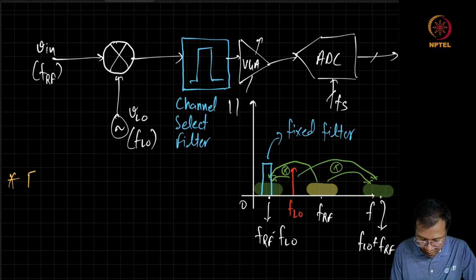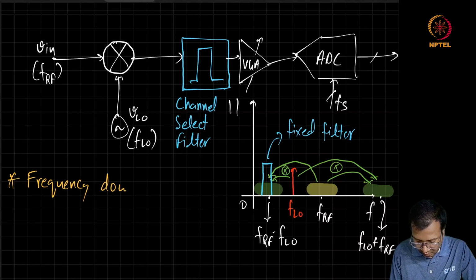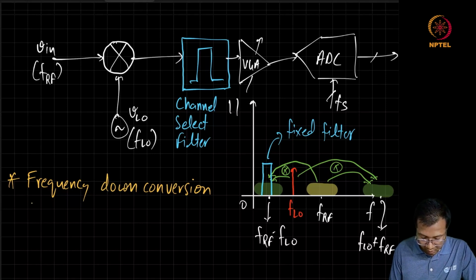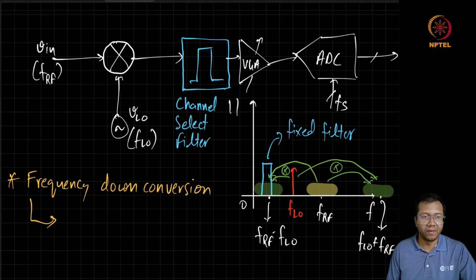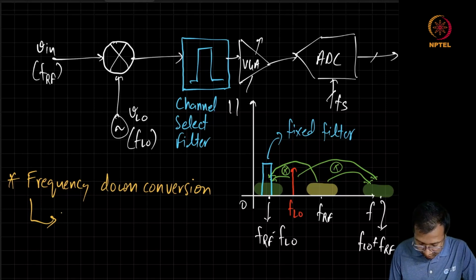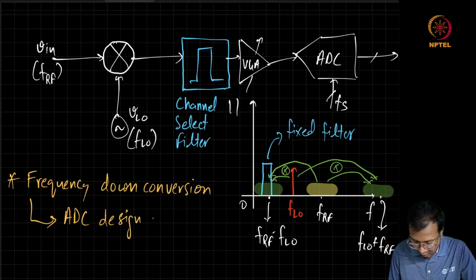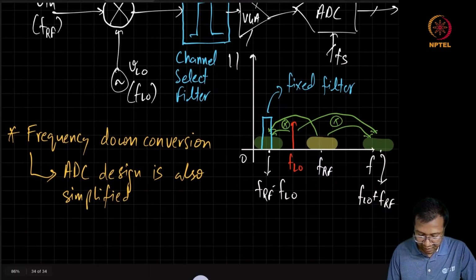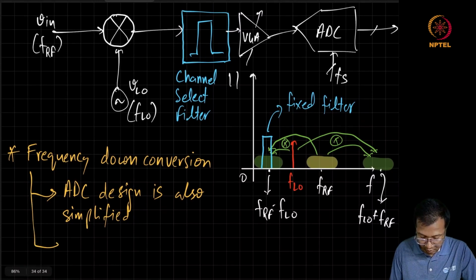One is we are able to get frequency down conversion, and as a result of this frequency down conversion, ADC design is also simplified. Of course, in addition to simplifying the design of the channel select filter.